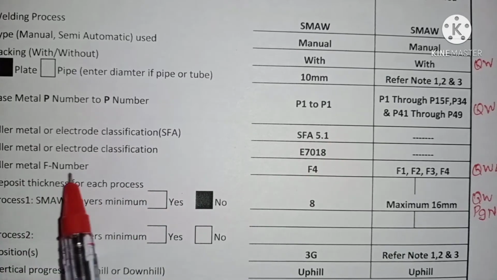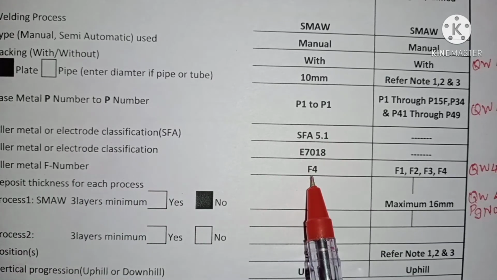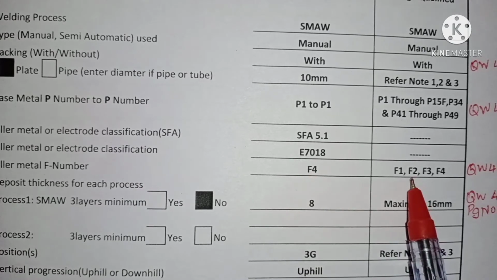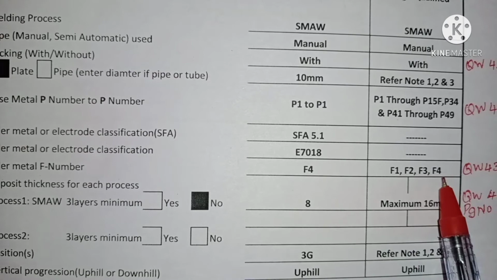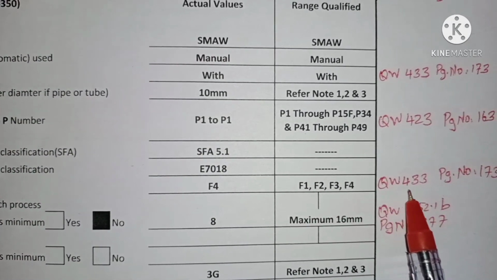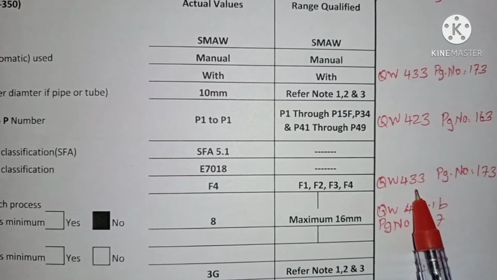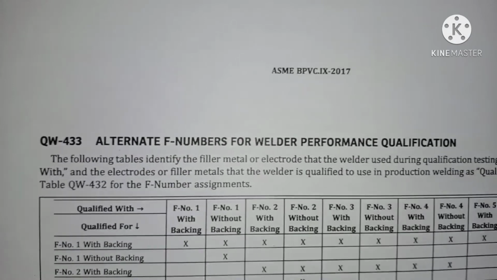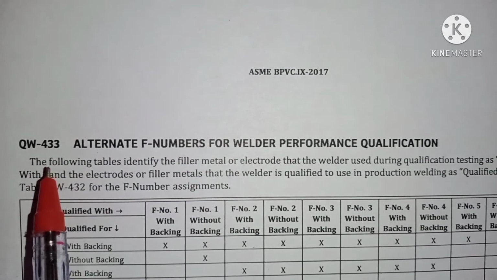Then filler metal F number, that is the welder welded with F number 4. So the range qualified is F number 1, 2, 3 and 4. So these ranges shall be selected from the table QW 433. So that table is here, QW 433.